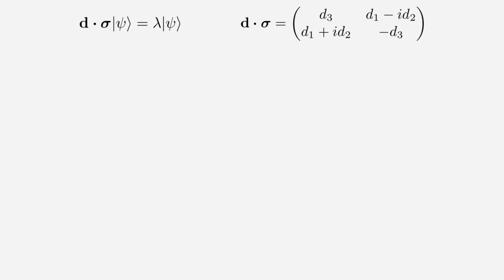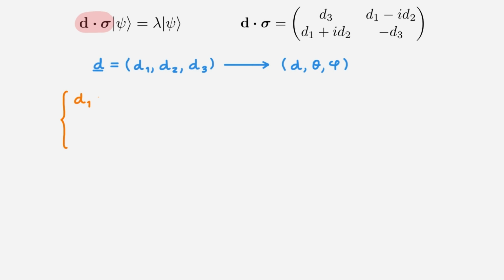To make progress, it is helpful to make a change of coordinates. So far, our operator here is characterized by the vector d, which is explicitly given by these three parameters. We will now change to a new set of three parameters, which we're going to call d, theta, and phi. These new parameters are defined as follows.